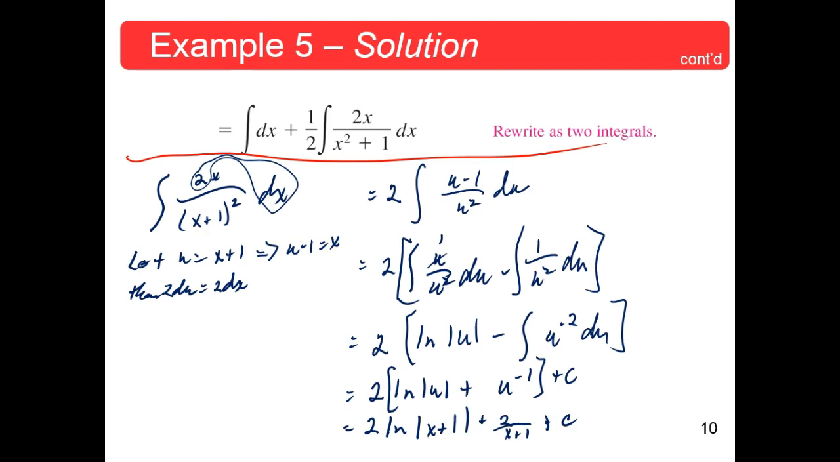All right, let's see how the book did. 2 times the log of absolute value x plus 1 plus 2 over x plus 1 plus c. They even left it in the same form we did. Now, on this one, however, I think I would have been very tempted to take the 2 and put it as the exponent here, and that way I could lose my absolute value bars. Then the log of x plus 1 squared. Why can I lose the absolute value bars there?